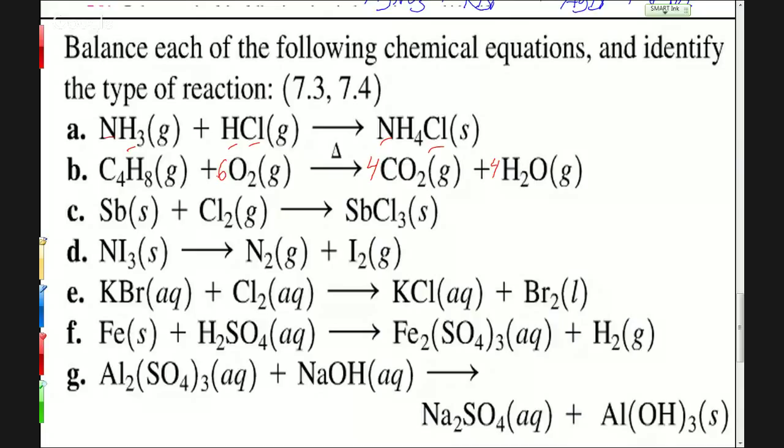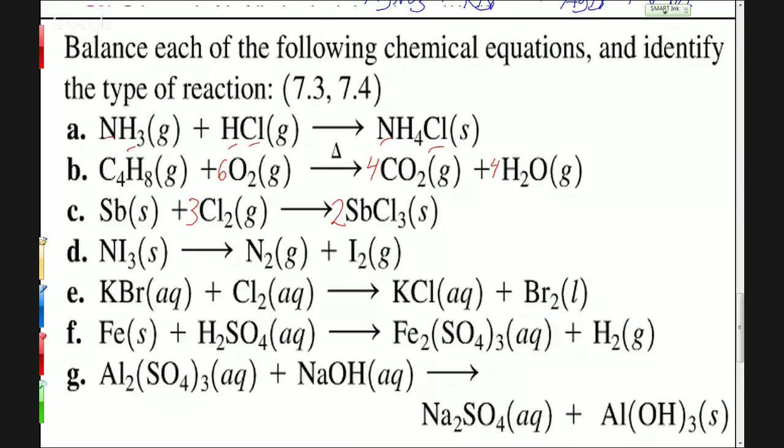For C, I look at this and I see Sb, which is antimony. I see that 1 of them on each side, so that's good. But then I see 2 chlorines on the left and 3 on the right. So how do I bring those into balance? Yeah, we need to ultimately have the same number of each. So we need 3 of these, and 2 of these.